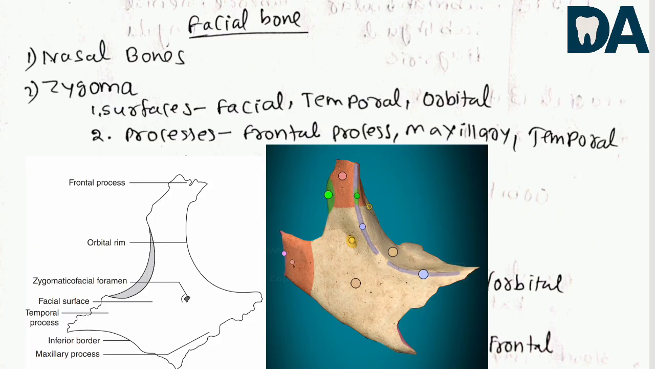Processes: 3 processes: frontal process, maxillary process, temporal process. Frontal process: articulates superiorly with the frontal bone. Maxillary process: articulates inferiorly with the maxillary bone. Temporal process: articulates posteriorly with the temporal bone to form the zygomatic arch. Foramina: the zygomatic bone contains a Y-shaped canal to transmit the zygomatic nerve and vessels.